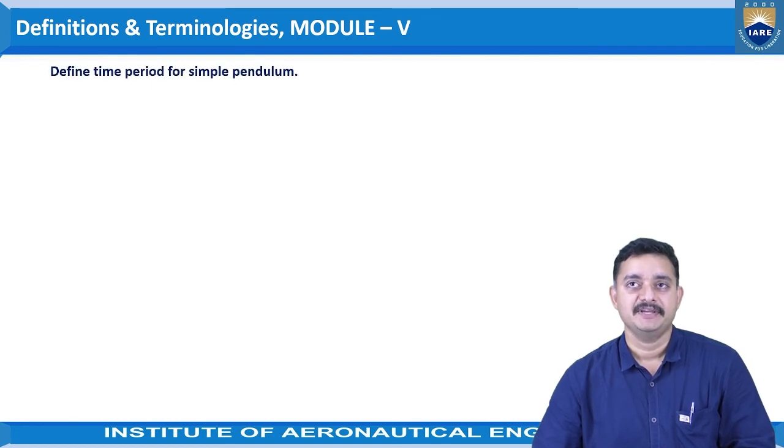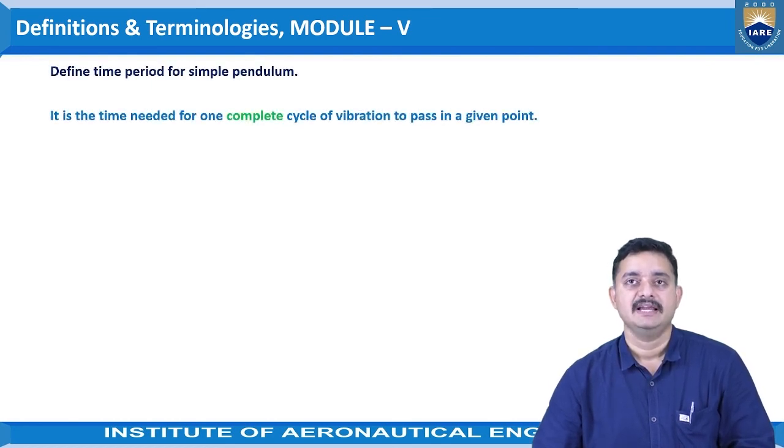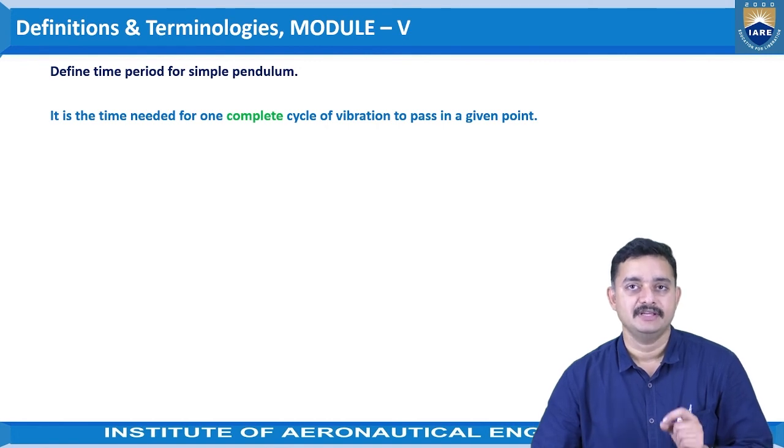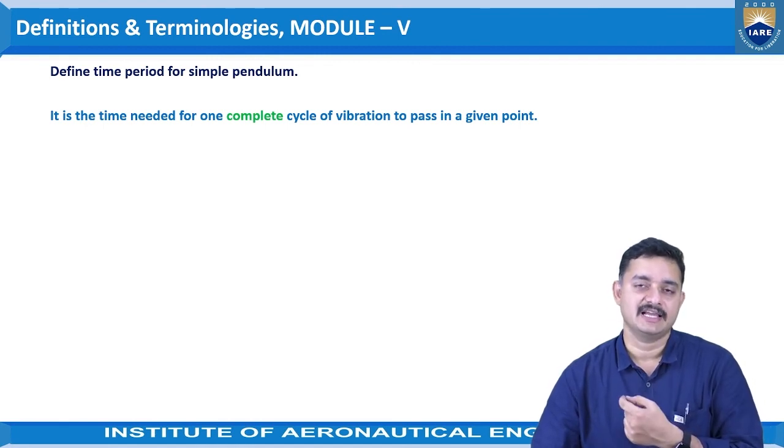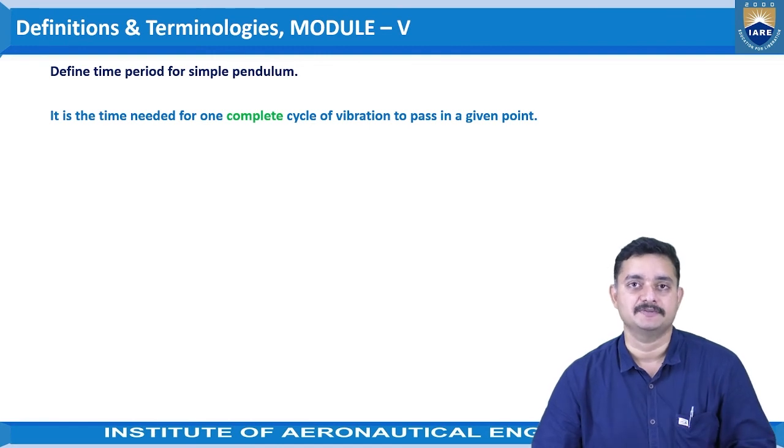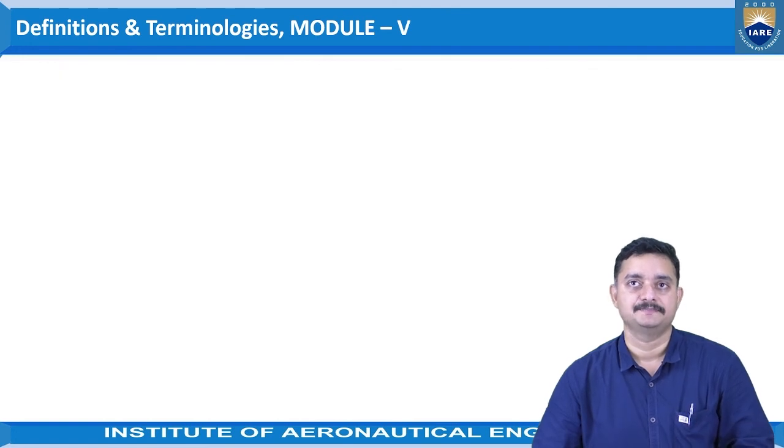Next, define time period for a simple pendulum. It is the time needed for one complete cycle of vibration to pass a given point. So the time period of a simple pendulum can be considered for the movement of the simple pendulum from one extremity to the other extremity. So it is the time needed for one complete cycle of vibration. That means the pendulum should move to the extreme position and again come back to its initial starting position. So that would be one complete vibration or one complete oscillation.